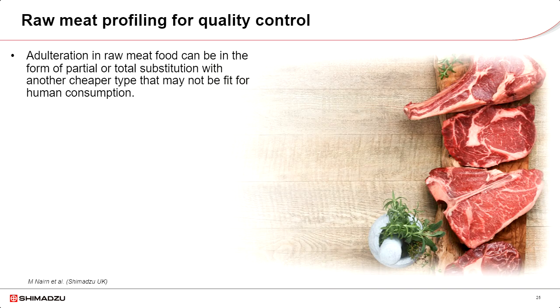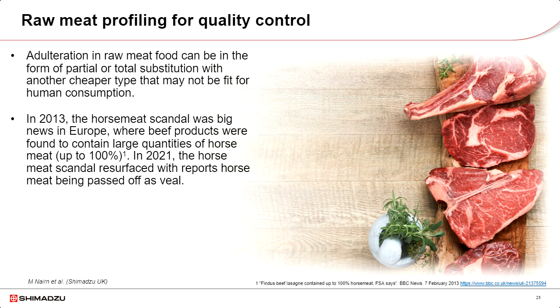Adulteration in raw meat can occur in the form of partial or total substitution with another cheaper type that may not be fit for human consumption. We probably remember the horse meat scandal of 2013, which was big news in Europe, where Findus products containing beef were removed from the market as tests revealed the presence of horse meat in quantities from 60 up to 100%.